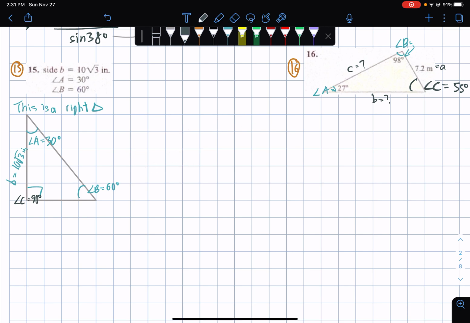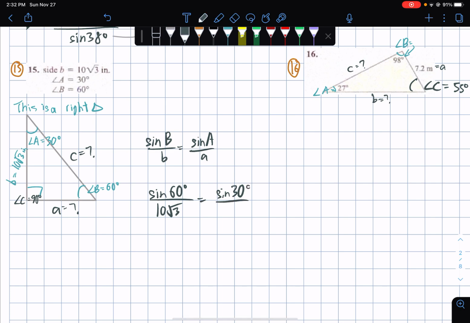That's one way as to how we could identify if a triangle is a right triangle or not. So given side B is 10 times the square root of 3 inches, we are missing side A and side C. So what we want to do right now is either look for A or C. I'll go for A first. So sine B over B is equal to sine A over A. Sine 60 degrees over 10 times the square root of 3 is equal to sine 60 over A.